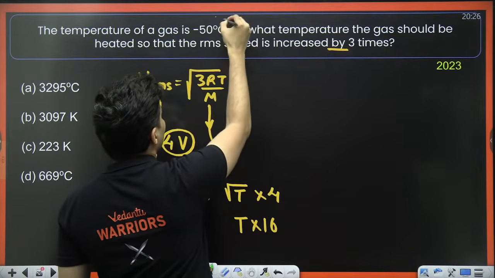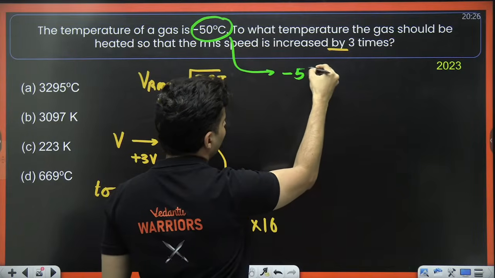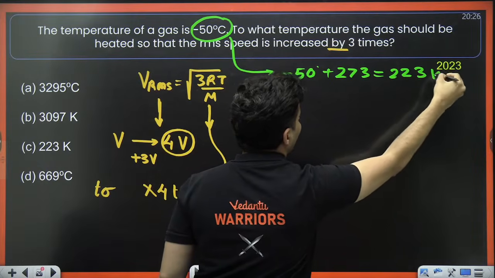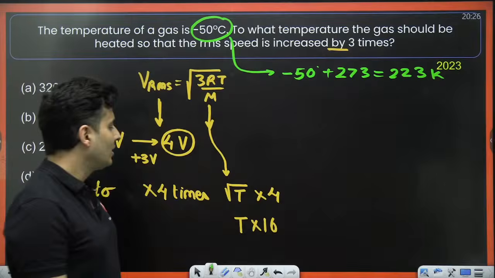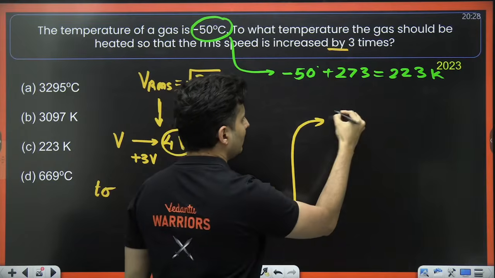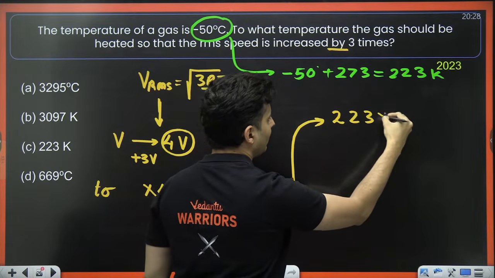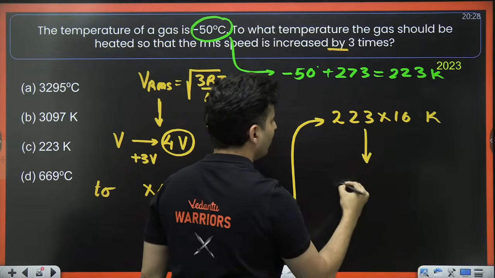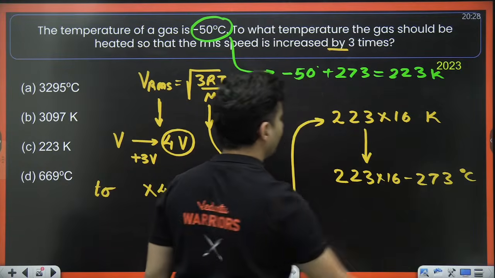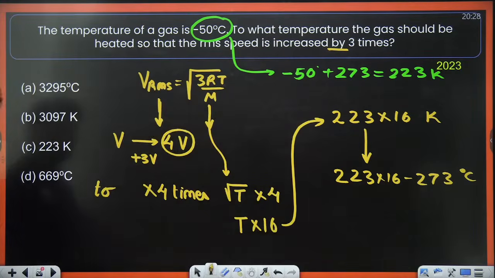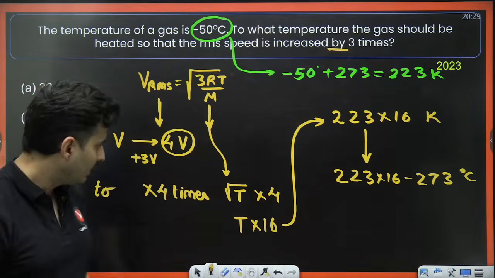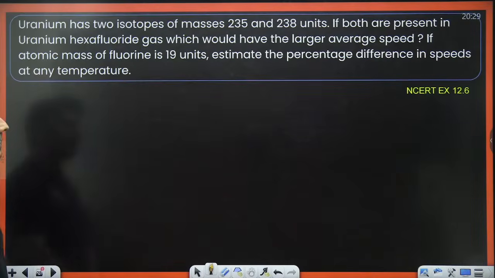Now, what is this minus 50 degrees Celsius? That is minus 50 plus 273, which is 223 Kelvin. So when you increase it to this particular value, it's just taking 223 into 16, but that is in Kelvin. You convert it into Celsius, so 223 into 16 minus 273. This is in degrees Celsius. That's all. So that is going to give you 3295 degrees Celsius. Cool? Yep. Moving on to the next question coming up on your screen, and here it is.